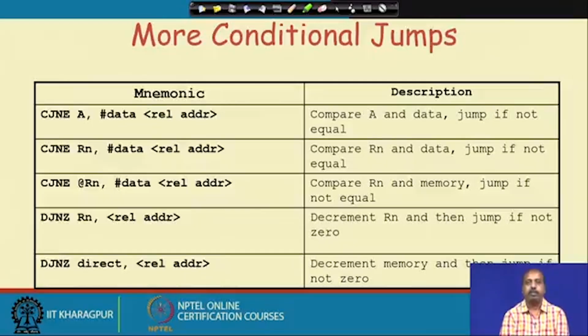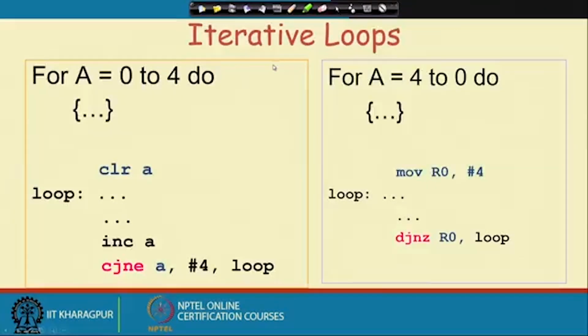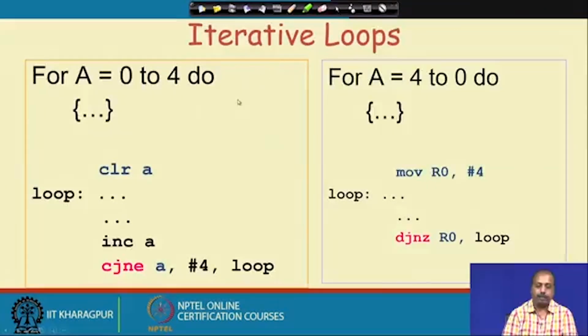So, here also the same thing, it will decrement the memory location content, and then if the content is non-zero, then it will be jumping to the relative address. So, this is an iterative loop, like say for a equal to 0 to 4. So, we are executing something here. So, this loop, when it is converted into a program, a machine program like 8051 program, it will look something like this. First, this a has to be set to 0.